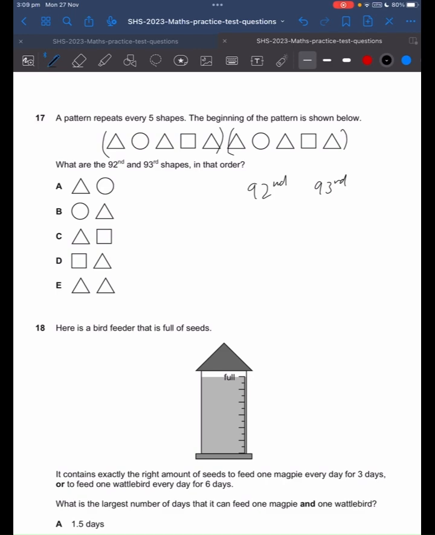So as a 90th or any multiple of 5, it's always going to be the triangles at the end. So then we're left with the 2nd and 3rd, and these are the only shapes we need to focus on. So what are the 2nd and 3rd shapes? It is the circle and the triangle. Therefore, the answer is B.